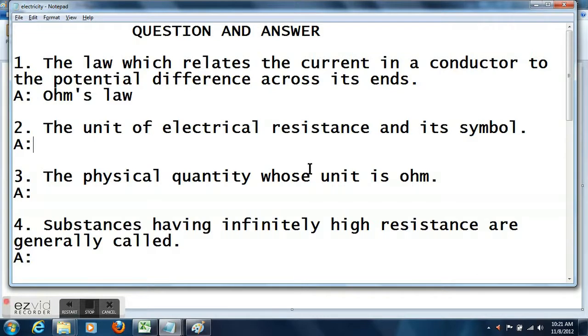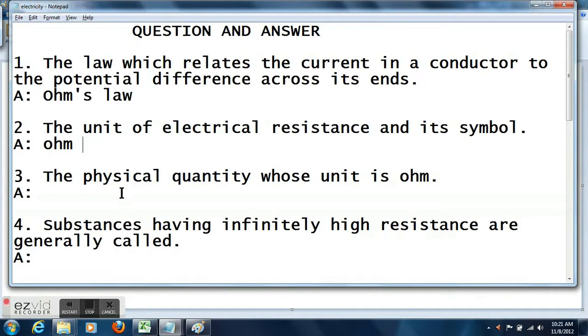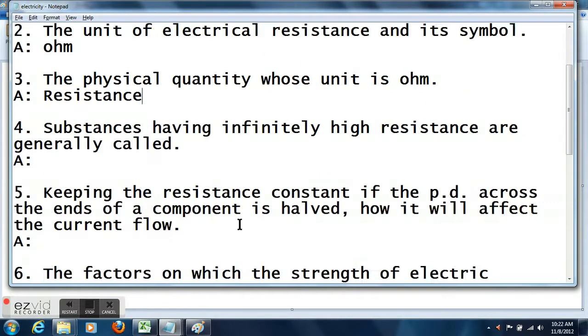The unit of electrical resistance and its symbol. The unit is Ohm and the symbol is sigma. I have to write it here because I cannot write sigma in notepad. The physical quantity whose unit is Ohm, it is resistance. The unit of resistance is Ohm.